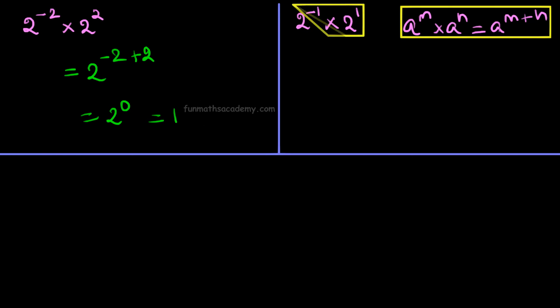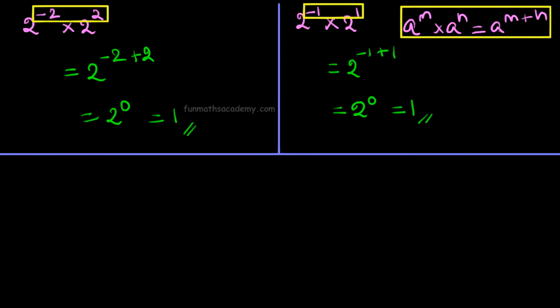In the same way, 2 power minus 1 times 2 power 1 becomes 2 power minus 1 plus 1, which is equal to 2 power 0, which is equal to 1. So the answer is 1. Even though the indices are different, you may see that the answer is still the same.